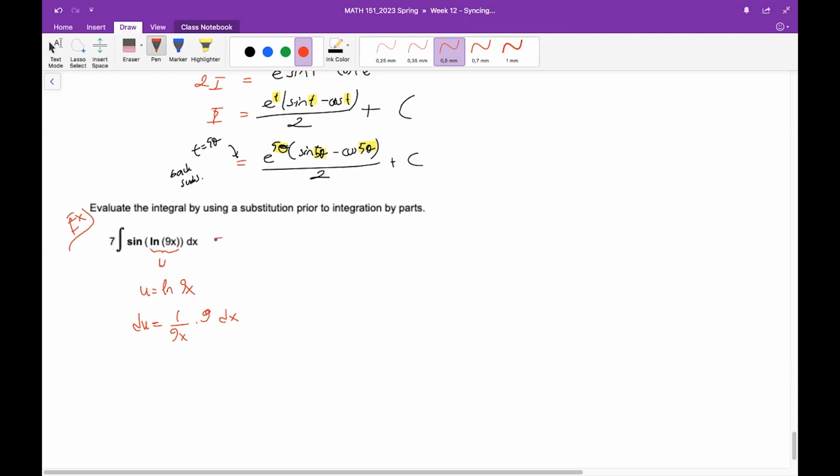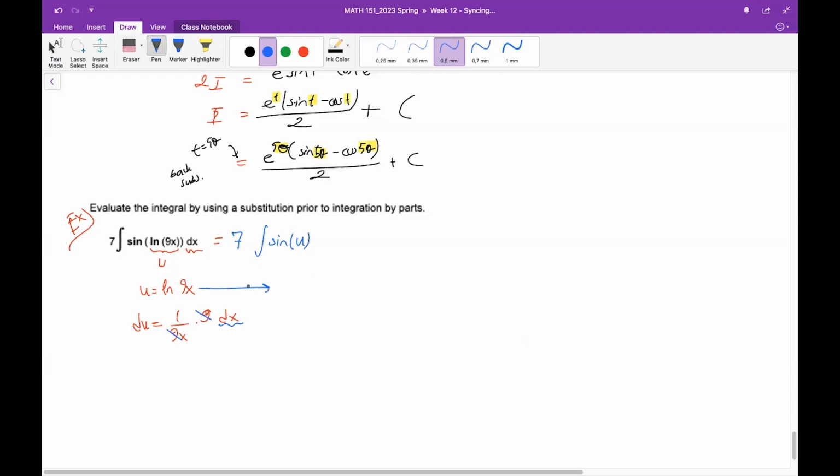Okay, so I start rewriting my integral in terms of the new variable u. Sine u, right? And what about this part? I need to find a way to express dx in terms of du's and u's. Is that possible? So look at this line. You simplify. You see, I have x here. I should find a way to express x in terms of u. And from this line here, it is possible.